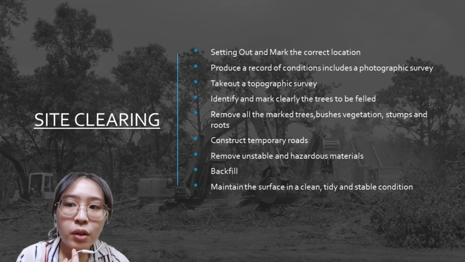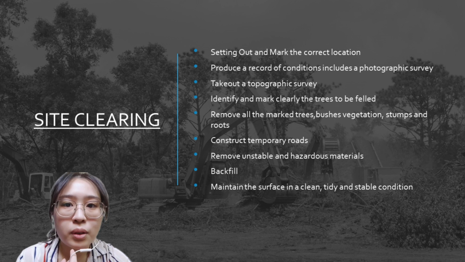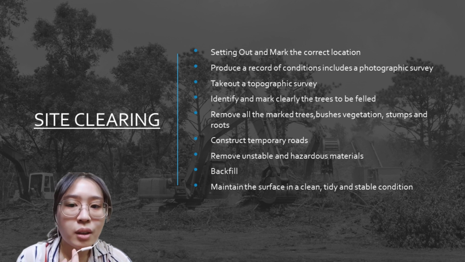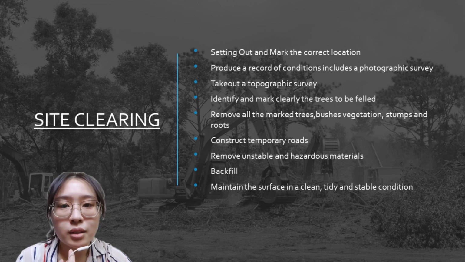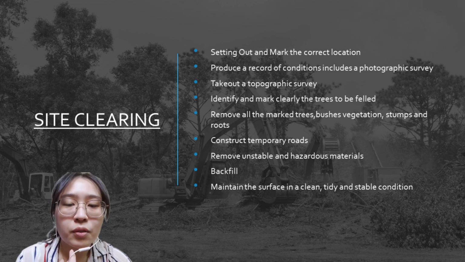For the site clearing, we'll start with setting out and marking the correct location, then we'll produce a record of the conditions, then we'll take out a topographic survey, and we will identify and mark clearly the trees to be felled. Then we will remove all the marked trees, bushes, vegetation, stumps, and also the roots. Then we will construct a temporary road for the access of the vehicles. Then we will remove the unstable and hazardous materials. Then we will backfill. At last, we will maintain the surface in clean, tidy, and stable conditions.